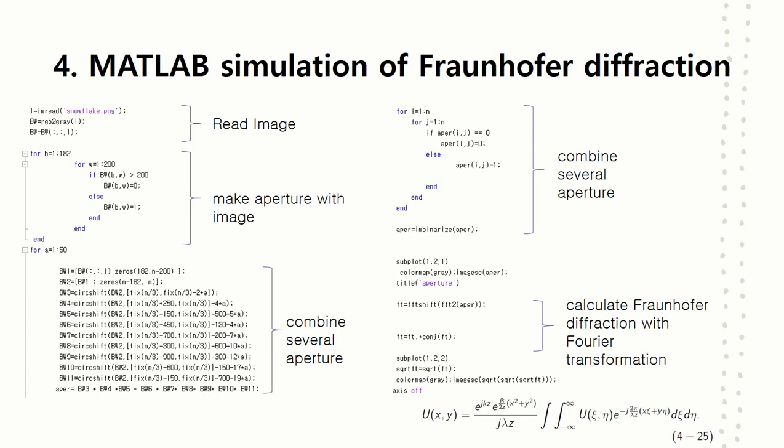This is the MATLAB code for the Fraunhofer diffraction simulation. The first part is getting the image of the aperture. I use a snowflake image for the aperture. The second and third parts are also making an aperture that combines several apertures. And the last part is calculation of Fraunhofer diffraction by 2D Fourier transformation of the aperture.